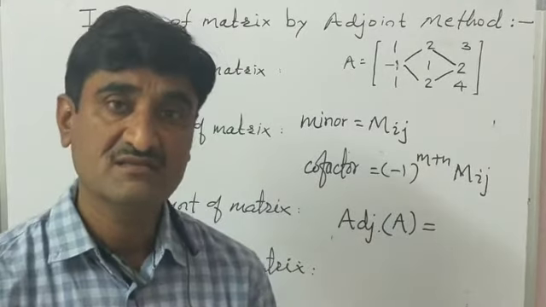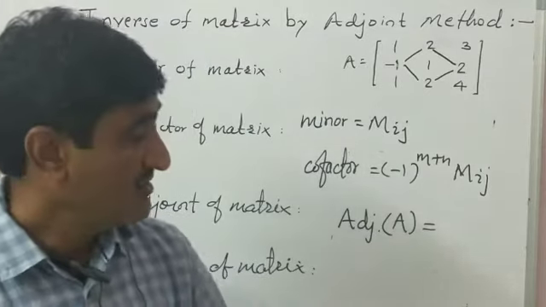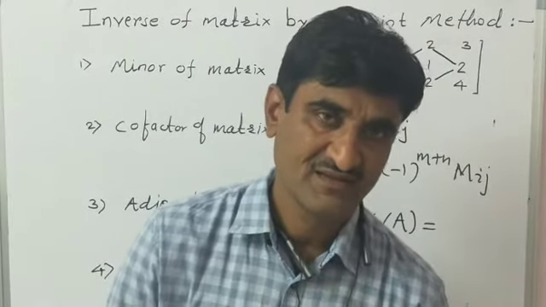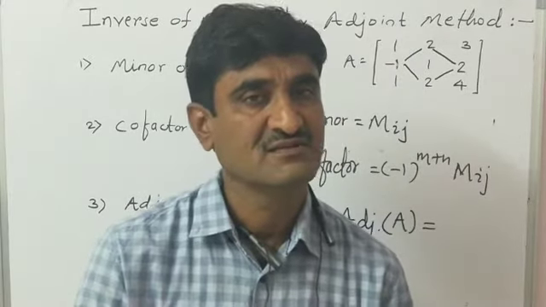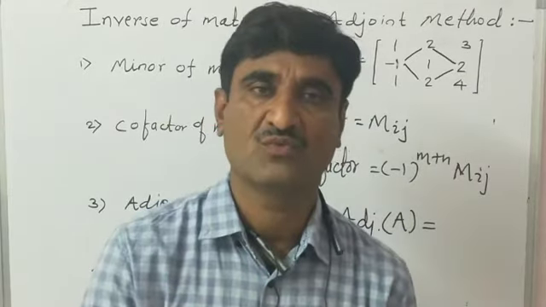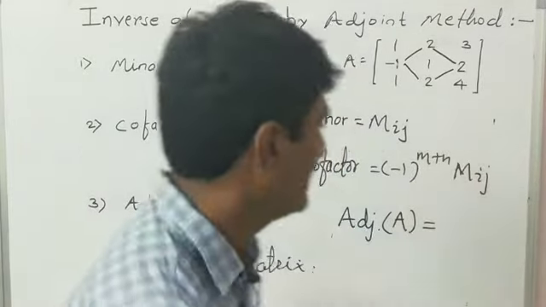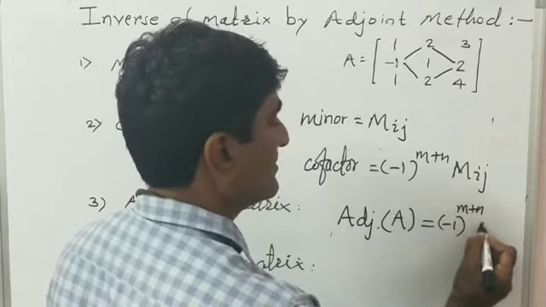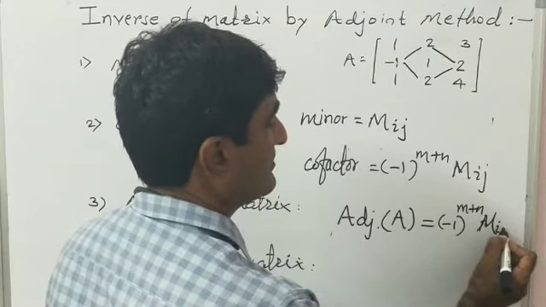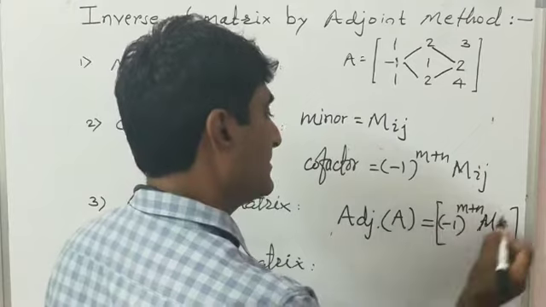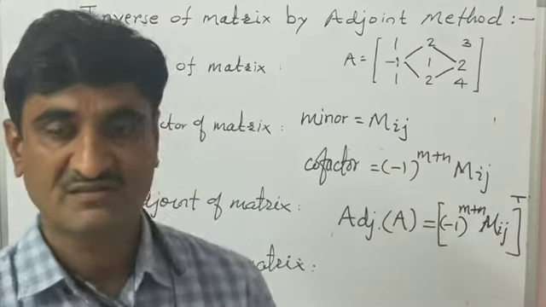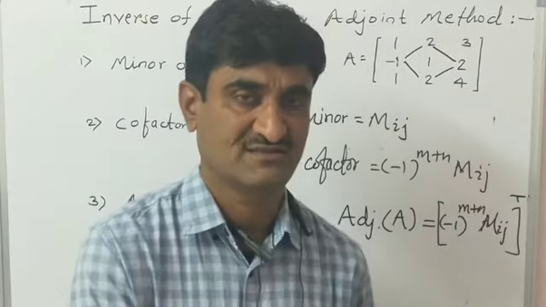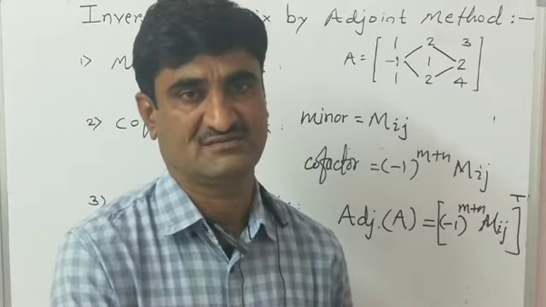Adjoint is written in this way. Adjoint of A: if we take its transpose, what is meant by transpose of a matrix? Convert its rows into columns and columns into rows. That is the transpose of a matrix. Cofactor means (-1)^(m+n) times the minor M_ij, and then its transpose. When we take the transpose of the cofactor matrix, it is the adjoint matrix.